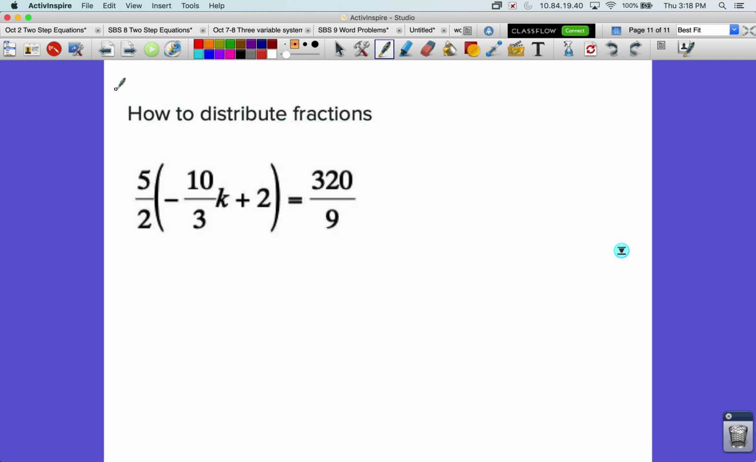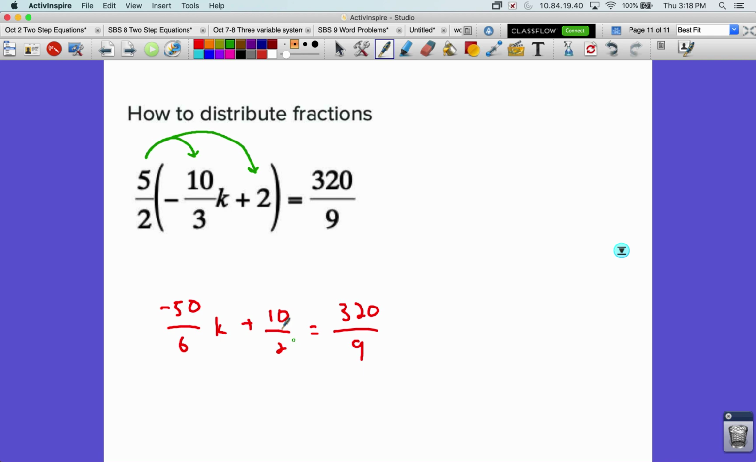And how do I distribute fractions? So multiplying by fractions is pretty easy. When you multiply a fraction to a fraction, you just multiply across the top and across the bottom. When you multiply a fraction to a number, you just multiply that number to the top. So now this becomes negative 50 over 6 k plus 10 over 2 equals 320 over 9.